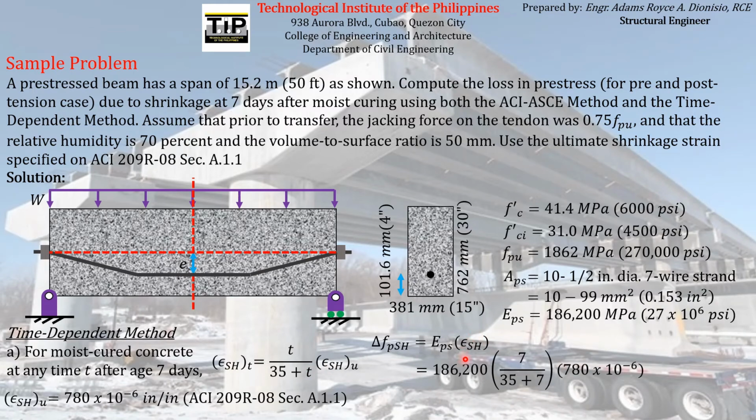So again, EPS is specified already in the problem, and the adjusted shrinkage strain is equal to this, wherein T is equal to 7 days according to the problem, multiplied by the ultimate shrinkage strain specified by the problem, which is equal to this. So the answer will be 24.206 megapascal. Or is that really the answer? Is this really the correct answer for the computation of the pre-stress loss due to shrinkage for this particular problem?